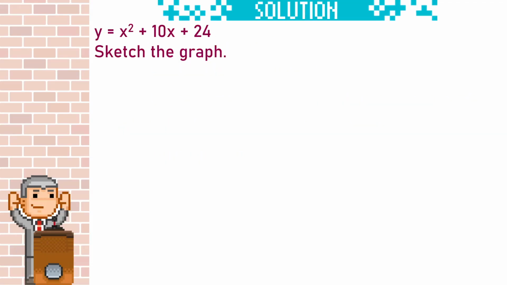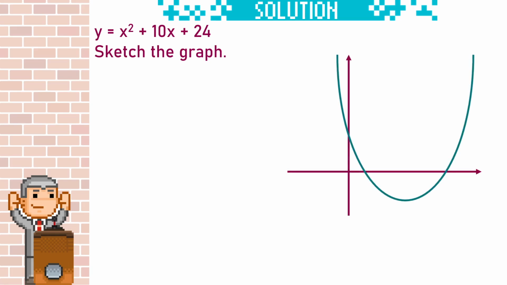The coefficient of the x squared here is positive, so the graph will be U-shaped. Notice that we don't know where the graph is yet. The number term is 24, so the y-intercept will be 24. Next, we need to find the roots by solving when the equation equals 0.